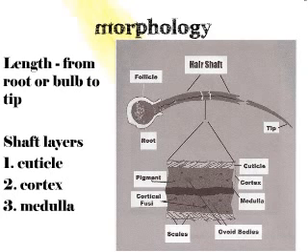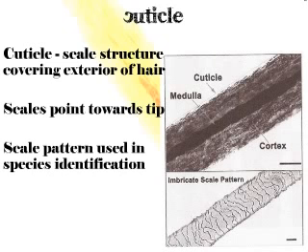Hair is an appendage of skin that grows out of the hair follicle. The length of hair extends from its root or bulb embedded in the follicle, continues into the shaft, and terminates at the tip end. The shaft is composed of 3 layers: the cuticle, cortex, and medulla. The cuticle enables hair to resist chemical decomposition and retain its structural features over a long period of time. The cuticle is a scale structure covering the exterior of the hair.